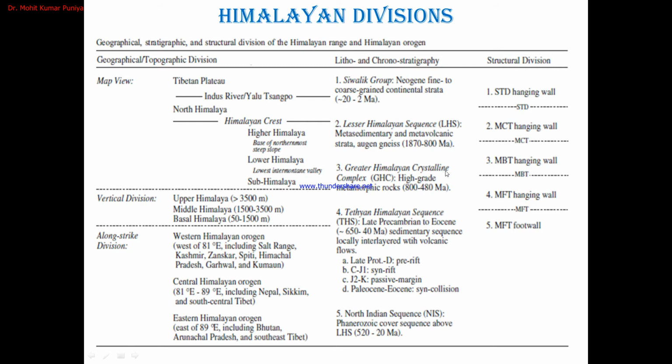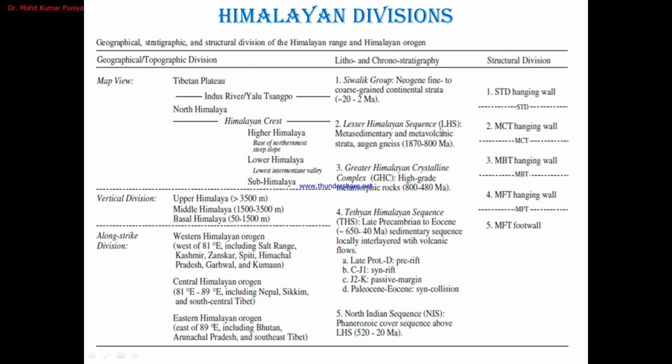Then we have the Greater Himalayan crystalline. The Greater Himalayan crystalline age is 800 to 480 million years, and yes, it is also known as Higher Himalayan crystalline, and in the Higher Himalayan crystalline we have Tertiary intrusion of granite too.